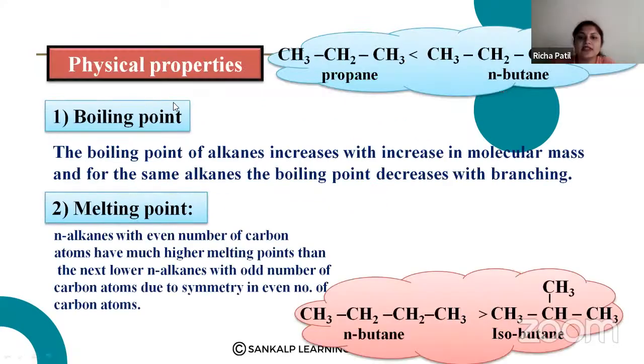Then we'll start with the physical properties. What do you mean by physical properties? Physical properties of alkanes are nothing but the melting point, boiling point, density, and certain solubility. First we'll start with the boiling point. The boiling point of alkanes increases with the increase in molecular mass, and for the same alkanes, the boiling point decreases with branching.